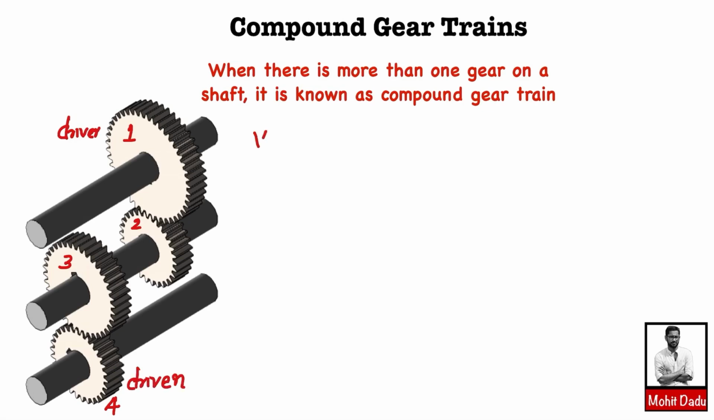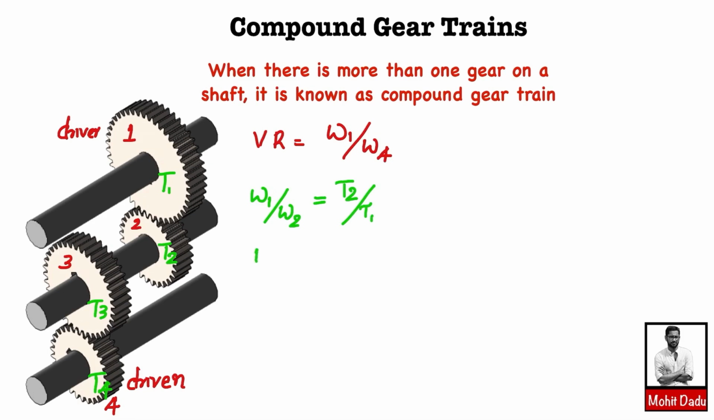The velocity ratio will be equal to the velocity of the driver, omega 1, divided by omega 4. Here, 1 and 2 are in mesh, so you can write the ratio omega 1 by omega 2. If the numbers of teeth are T1, T2, T3 and T4, then omega 1 by omega 2 will be equal to T2 by T1. Gears 2 and 3 are on the same shaft, so omega 2 is equal to omega 3. And finally the ratio omega 3 divided by omega 4 will be equal to T4 divided by T3.